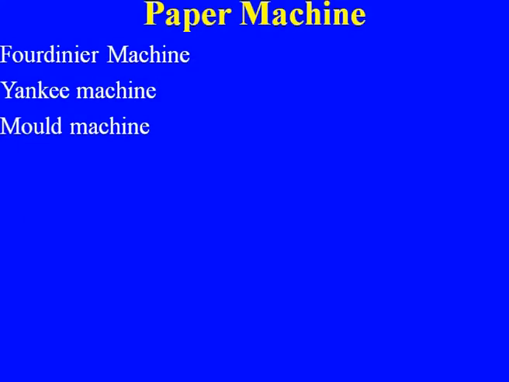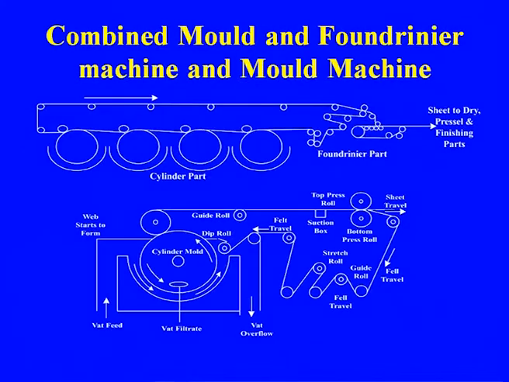We are normally using three types of machine: Fourdrinier machine, Yankee machine and the mold machine. This is the typical mold machine. Normally there may be a number of molds, and that number may be more.